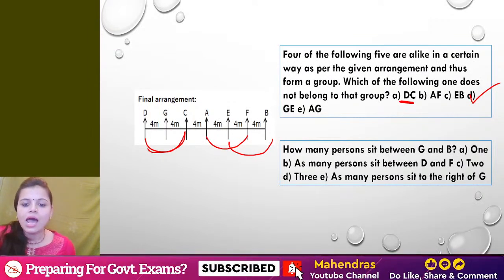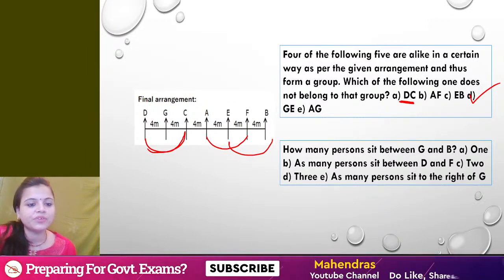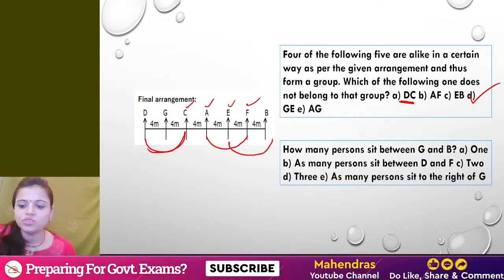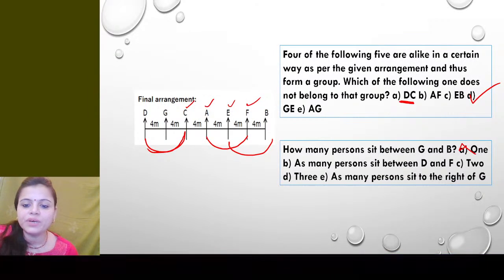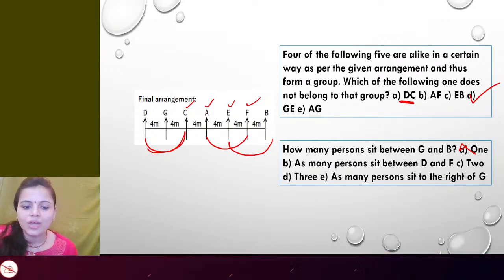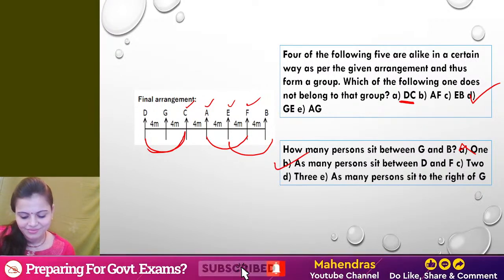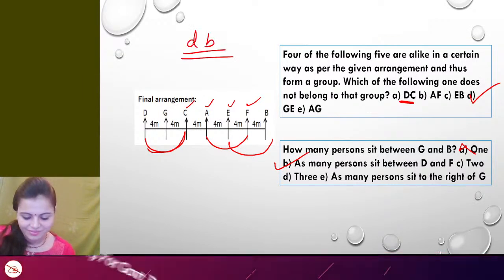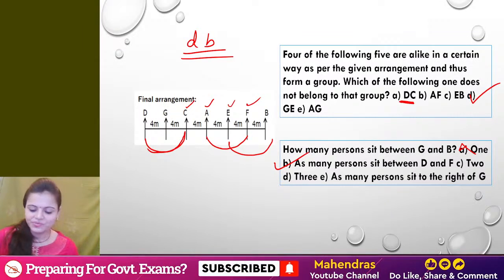How many persons sit between G and B? 1, 2, 3, 4. So 4. But 4 directly is not given. The one no. As many persons sit between D and F? 1, 2, 3, 4. Yes, same between D and F. Yes. So answer is B. So D and B. Yes. Very good.